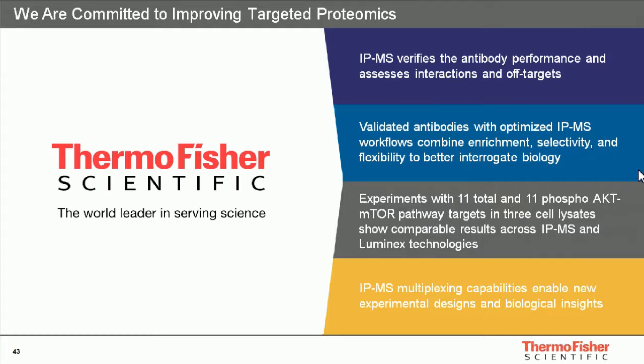In summary, IPMS verifies the antibody performance and assesses the interactions and off-targets. Validating antibodies with this optimized IPMS workflow enables you to get the enrichment information, and also gives you selectivity and flexibility to better interrogate the biology. And experiments with the 11 total and 11 phospho AKT-mTOR pathway targets across 3 different cell lines show very comparable results for IPMS and Luminex techniques, whereas Western blot and ELISA show overall low correlation. IPMS with the multiplexing capability enables a new experimental design and also gives you biological insight in much greater depth.